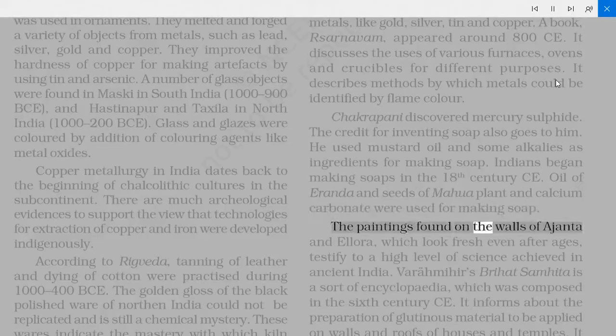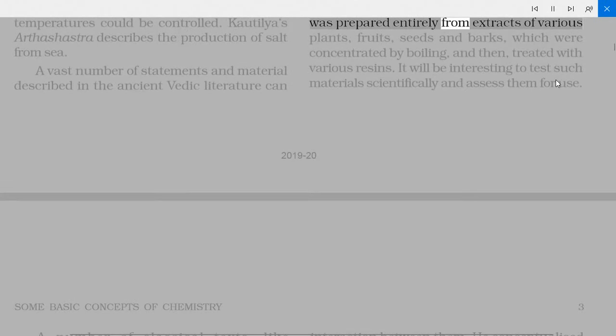The paintings found on the walls of Ajanta and Ellora, which look fresh even after ages, testify to a high level of science achieved in ancient India. Varahamihira's Brihat Sanhita is a sort of encyclopedia, which was composed in the 6th century CE. It informs about the preparation of glutinous material to be applied on walls and roofs of houses and temples. It was prepared entirely from extracts of various plants, fruits, seeds and barks, which were concentrated by boiling, and then treated with various resins. It will be interesting to test such materials scientifically and assess them for use.